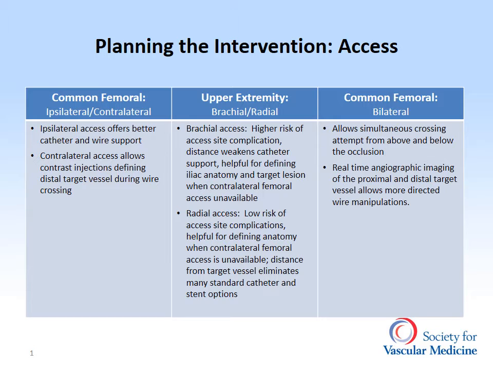Radial access carries a low risk of access site complications, and as with brachial artery access, is helpful for defining anatomy when contralateral femoral access is not available. However, the distance from the target vessel eliminates many standard catheter and stent options.